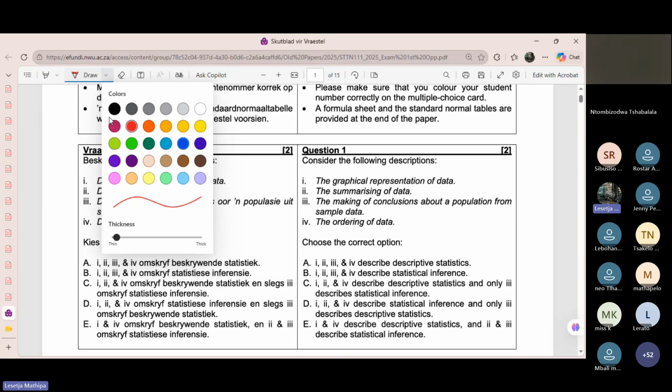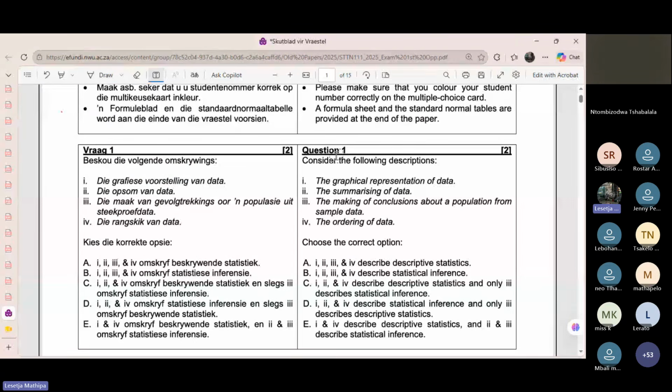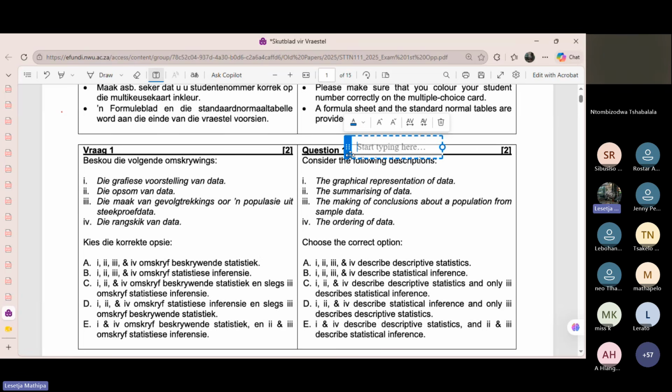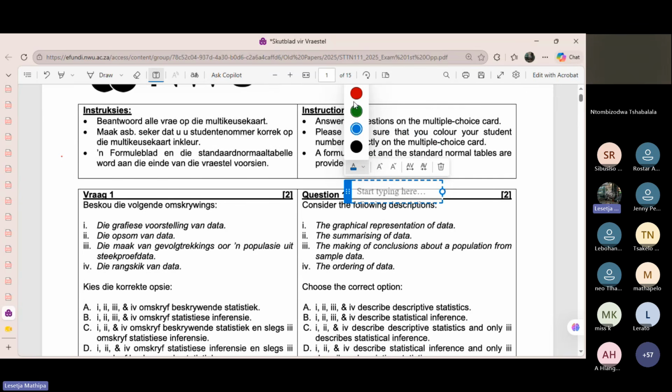Theory questions. I'm going to tell you that this one is based on this chapter. So when you look at question 1, you can see that this one is based on chapter 1. So you just write it here. Let's use this one.